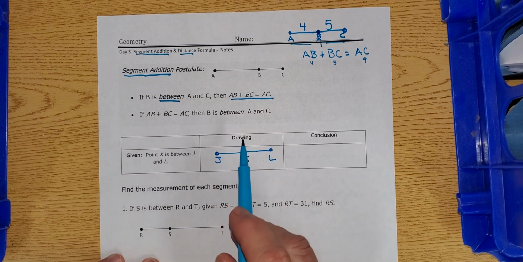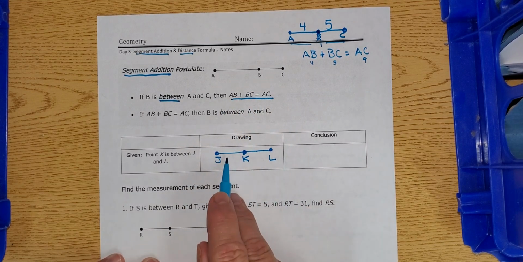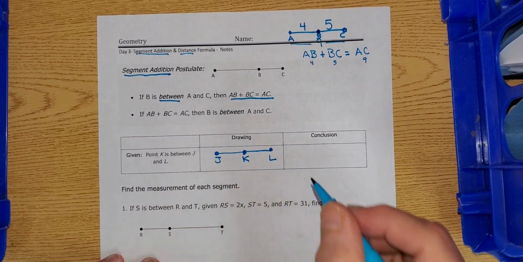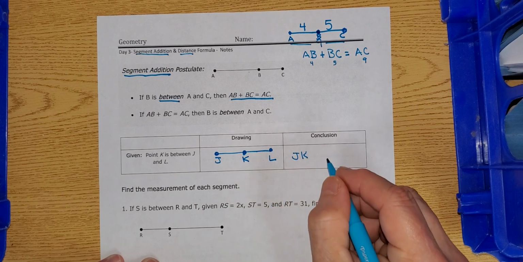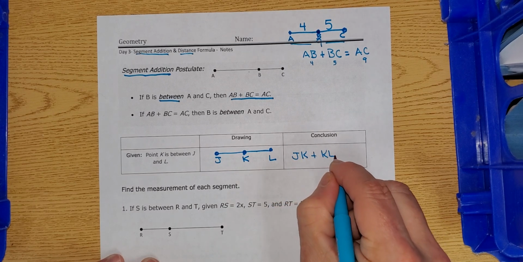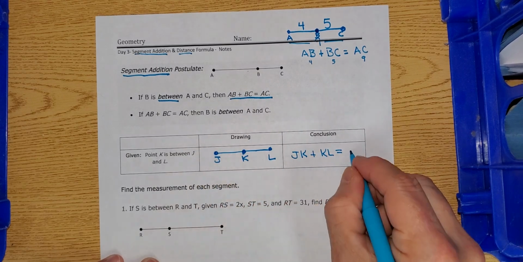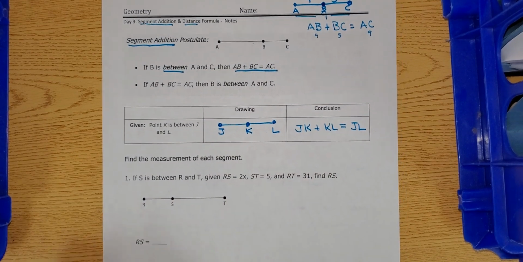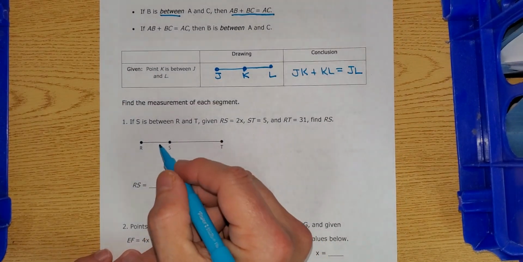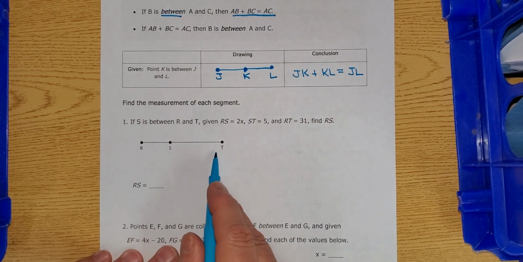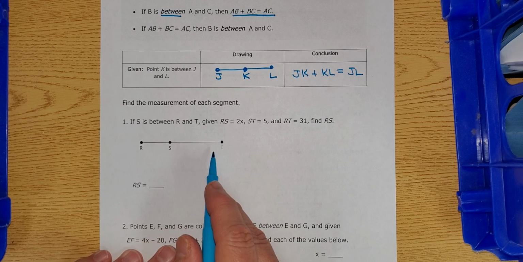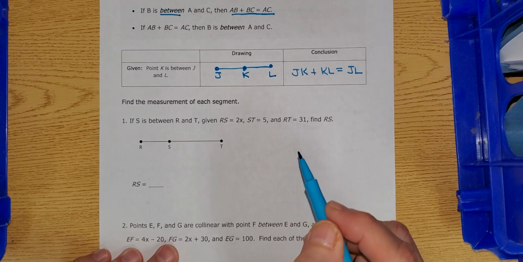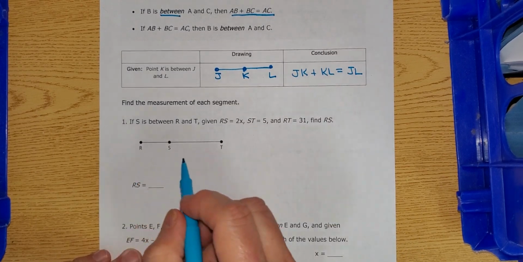Okay, so the conclusion based on this idea is that the first part, JK, plus the second part, KL, is equal to the whole thing, JL. So we write that. So JK, the first part, plus KL, the second part, is equal to JL, the whole segment, right? Okay, this is called segment addition. Okay, here's where we apply it and do a problem. Okay, S is between R and T. Well, that's the picture. They don't always draw the picture. You'll have to maybe draw it for yourself. I mean, once you get it, then it's this part plus this part is equal to the whole thing. And you set up an equation and solve, but we'll talk about that later.